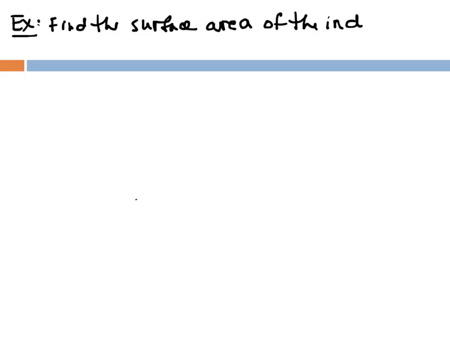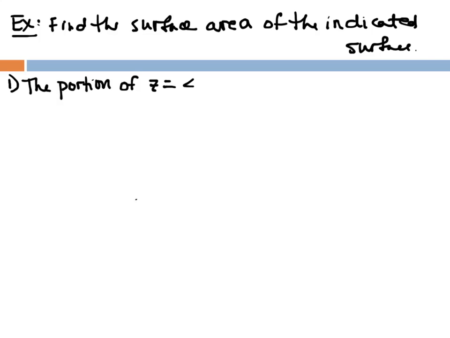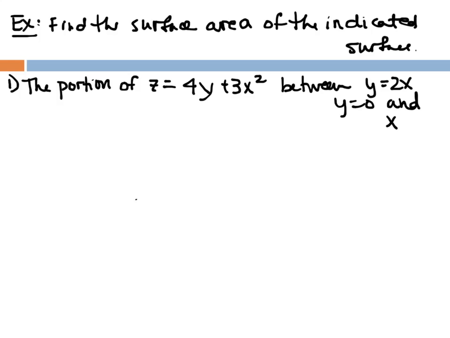All right, so we're going to do an example. We're going to find the surface area of the indicated surface. This is the portion of z equals 4y plus 3x squared between y equals 2x, y equals 0, and x equals 2.